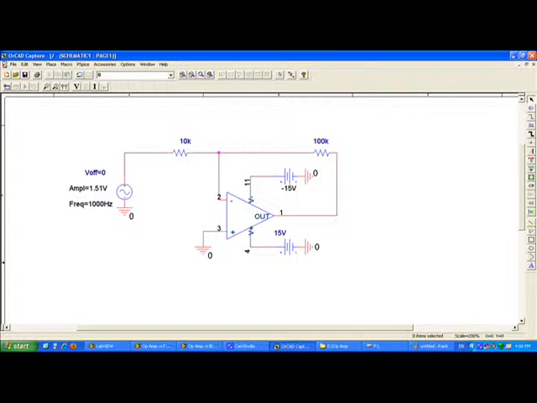The bottom one is 15 volts, the top one is negative 15 volts, and the whole thing is hooked up to a 100K resistor, which is hooked up to the output.